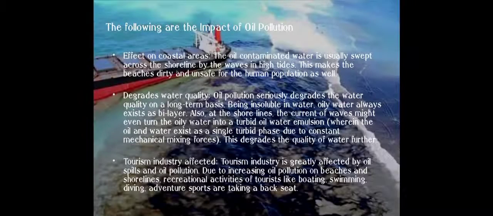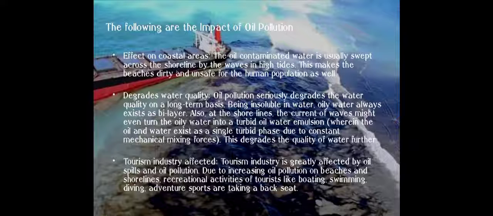Fifth, effect on coastal areas. The oil-contaminated water is usually swept across the shoreline by the waves in high tides. This makes the beaches dirty and unsafe for the human population. The shorelines and sandy beaches in coastal areas are an indirect victim of oil water pollution. Thus, coastal areas are continuously contaminated due to oil pollution.